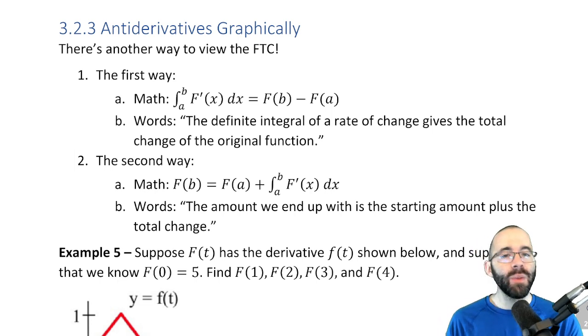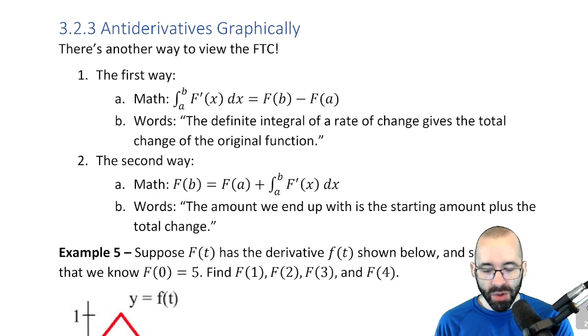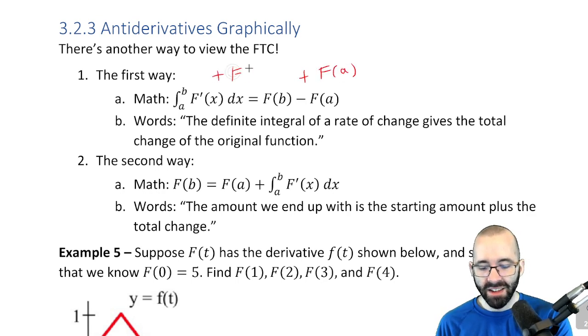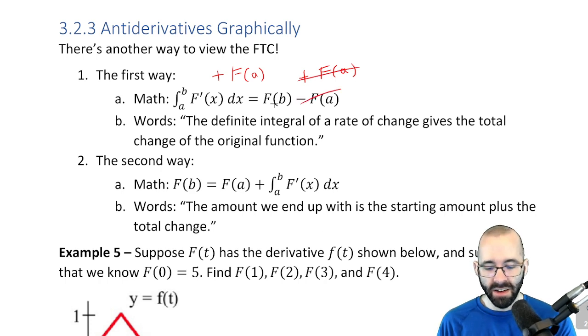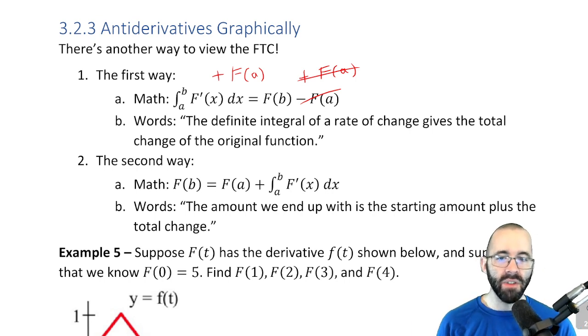But we have another way that we can view the fundamental theorem. It's not a very impressive magic trick. All we're doing is adding f of a to both sides. We do that, and we have f of b by itself. And the other side is just f of a plus the definite integral. So nothing super crazy, but here's another way of viewing the fundamental theorem.